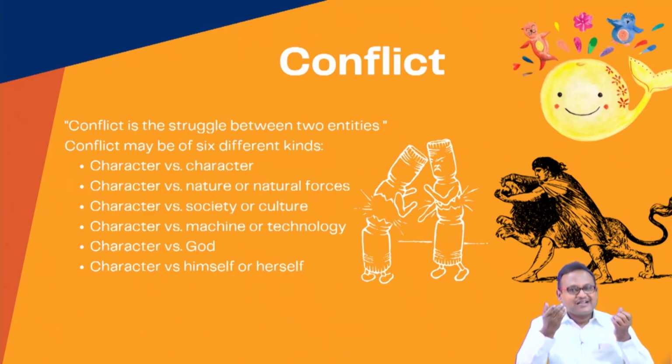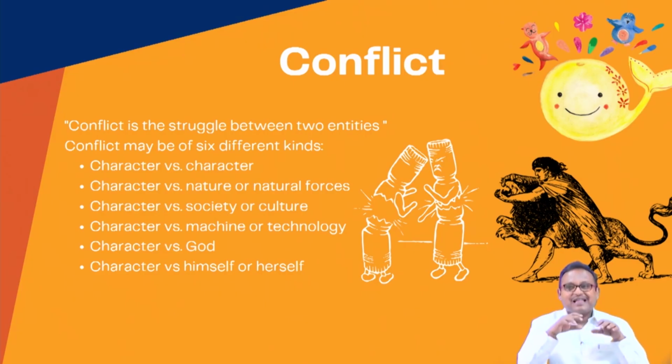And again, there are different types of conflicts. When a conflict takes place between two different characters, it is called conflict between character and character. If the conflict happens between the protagonist and natural forces, it is called conflict versus nature. If you can quickly recall Moby Dick, here the conflict is between the protagonist and the forces of nature, the ocean and the tides and the whale, the white whale.